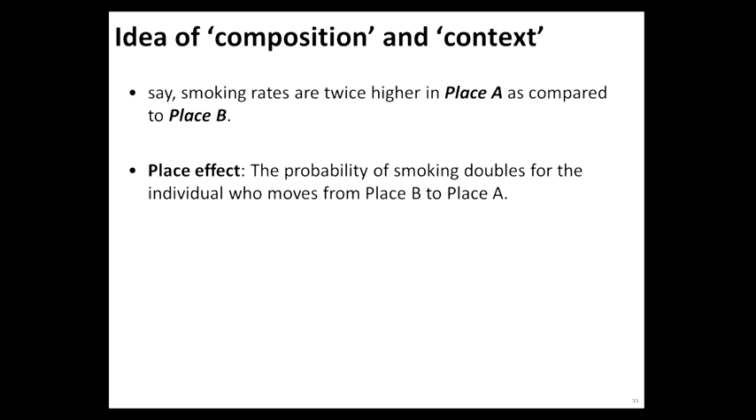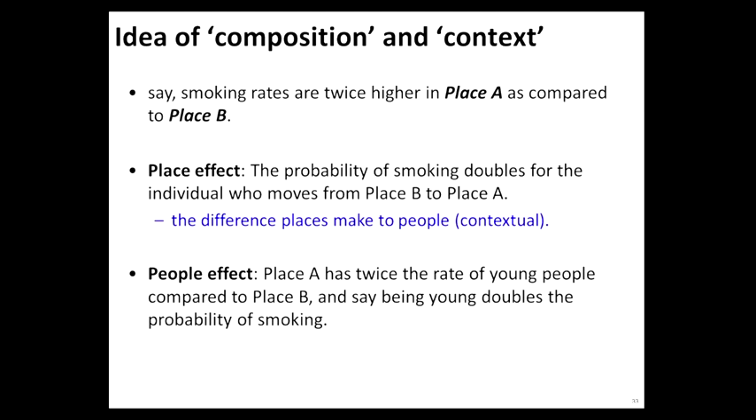If that happens, we can conceptualize that, in a pedagogic way, as a place effect. There are multiple ways of doing this. If I moved you from a poorer to a richer place, and then your outcome changes, that's one way to examine the place effect. This we call the difference places make to people, or the contextual effect. And this is presumably what we are really interested in. Are there contextual effects? Do they exist? And can we identify them in our analyses? And then the second is the people effect.